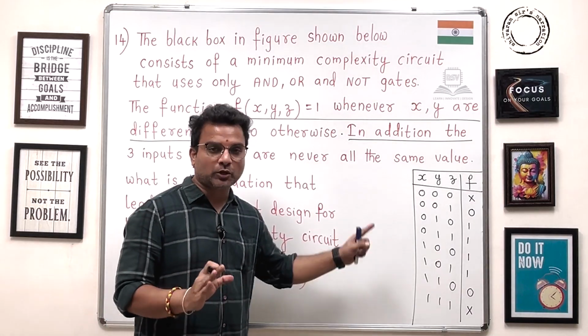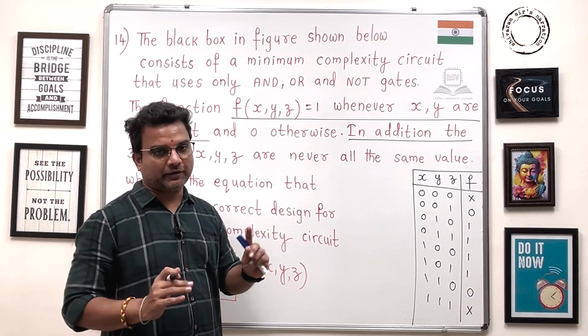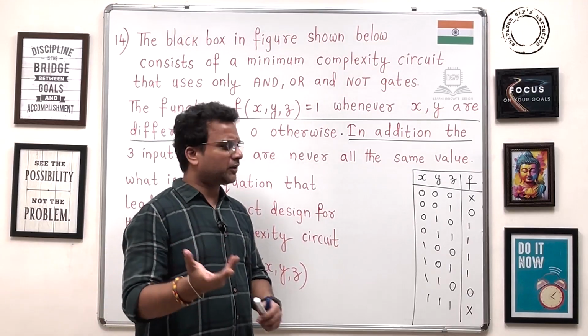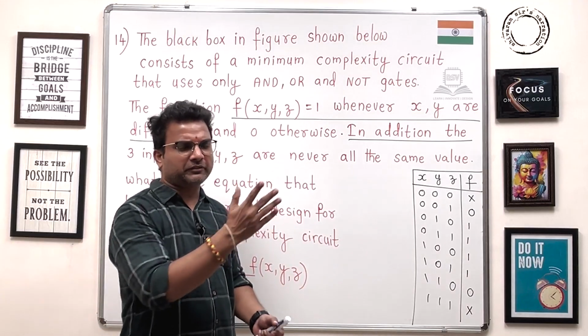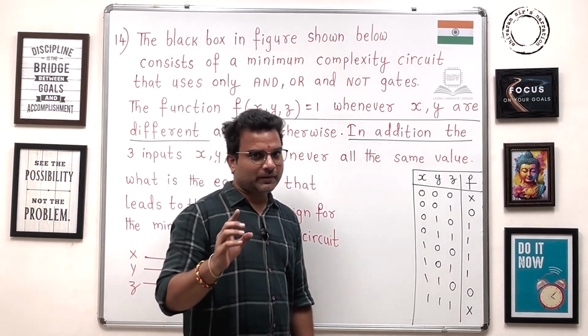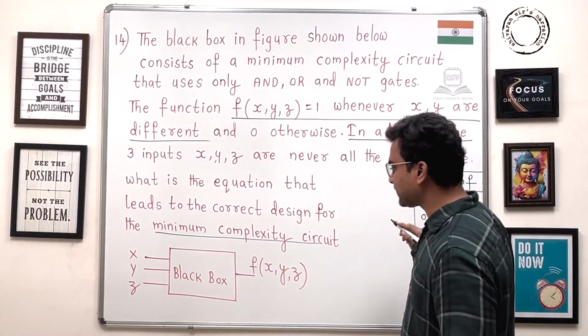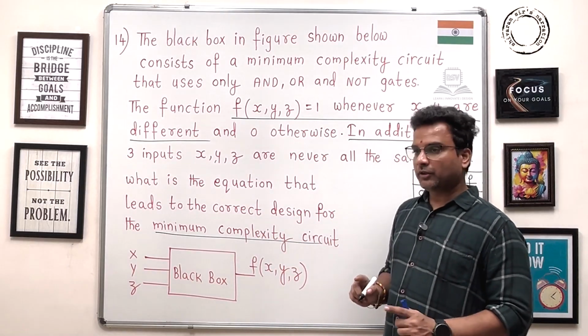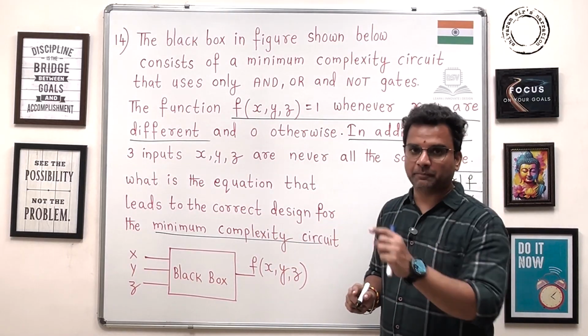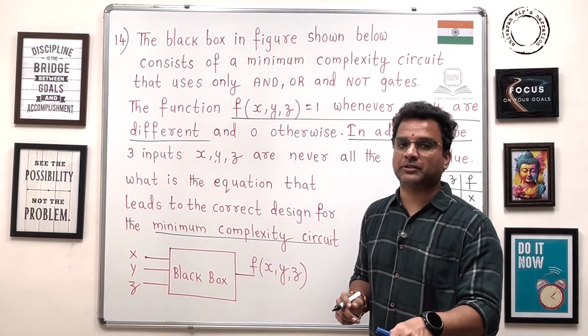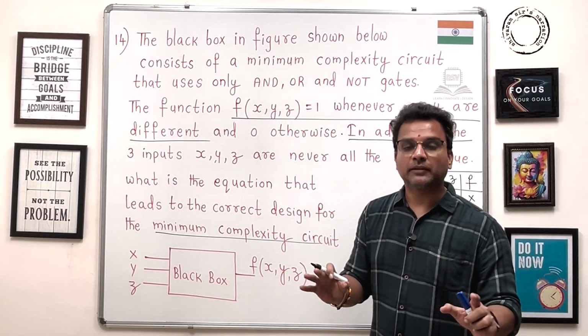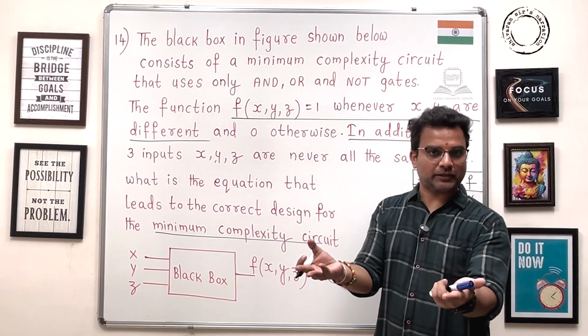We determined the truth table as per the design requirement. Now what next? You take the min terms and give the expression? No, because he is asking for the minimum complexity circuit. Hence, you need to map this into the K-map, simplify the expression, and then develop the hardware as per the equation.